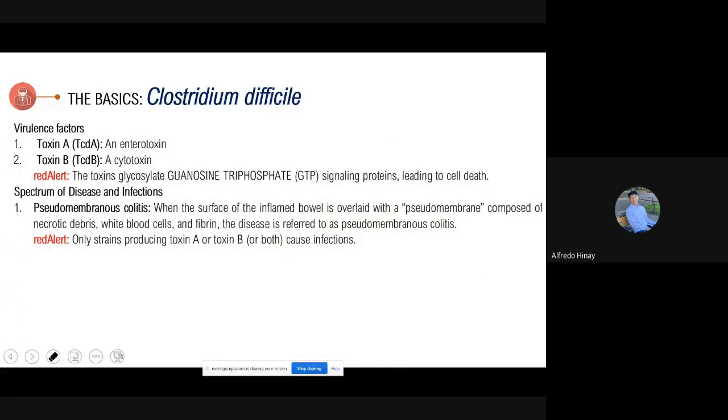Lastly, with Clostridium difficile, you have toxin A and toxin B. Toxin A is associated with the enterotoxin. Toxin B is associated with the cytotoxin. Always remember that the toxin glycosylates guanine triphosphate, GTP, signaling proteins, leading to cell death. If there is accumulation of GTP, it will affect the functioning of the cell, causing death.